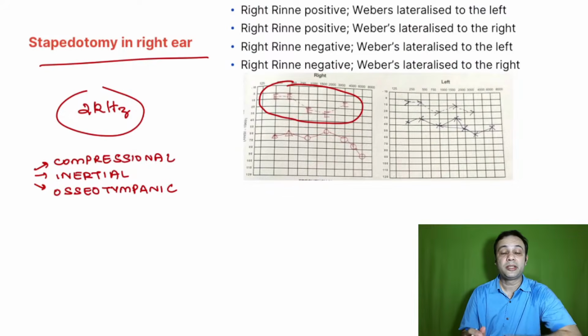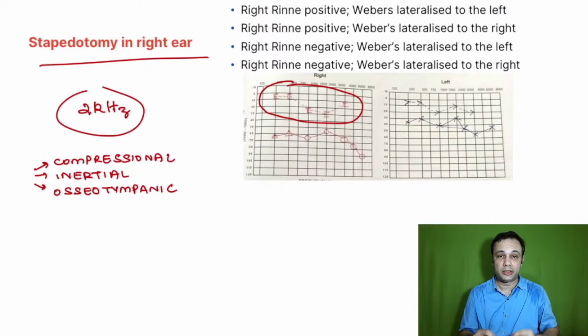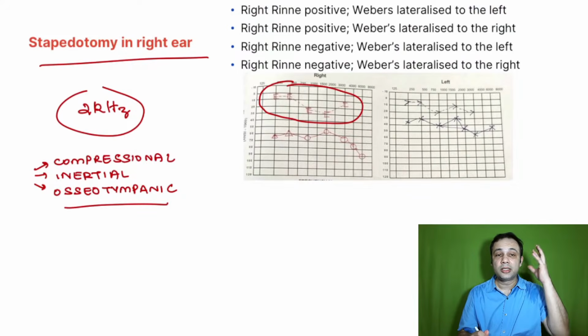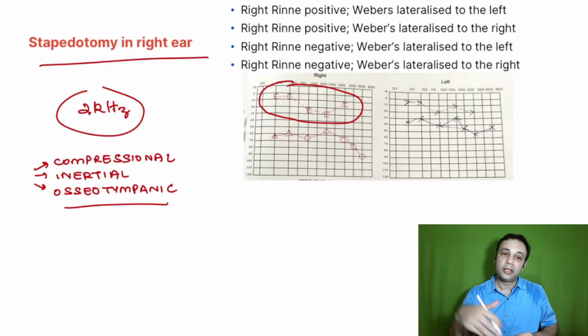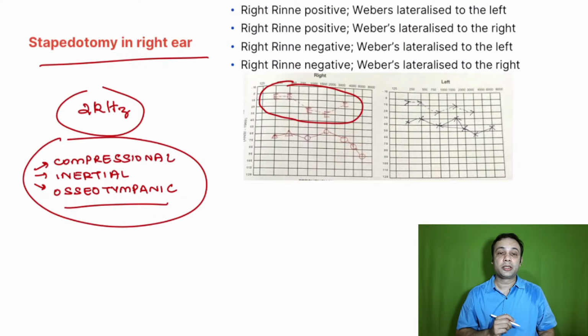Right? So compressional is the bone vibrates, the cochlea vibrates. Inertial mechanism is there is movement of the footplate and there is a certain lag in the movement as far as otosclerosis is concerned. That is why the inertial component is lost in cases of otosclerosis. Then you have the osseo-tympanic, that is the bone vibrates, the air molecules in the external auditory canal vibrate, and thereby it leads to the conduction pathway, right? So you have these components by which bone conduction occurs.